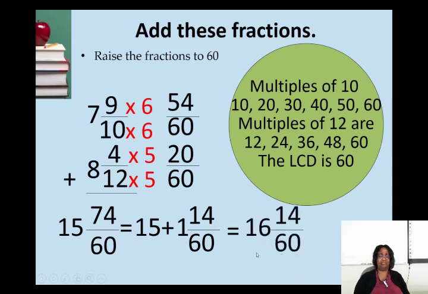But can I reduce 14/60? By what factor? By 2. So that'll be 16 and 7/30, because I got to divide these two by 2 to reduce it down. Are there any questions about these steps?